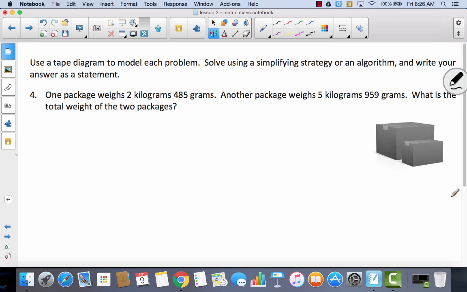All right, let's take a look at a couple of application problems. It says here, use a tape diagram to model each problem. So that means that after we read, we're going to draw a tape diagram. Then it says solve using a simplifying strategy or an algorithm. That's going to be our number sentence. And then write your answer as a statement. That's going to be our word sentence. Now it says, one package weighs 2 kilograms, 485 grams. Another package weighs 5 kilograms, 959 grams. What is the total weight of the two packages?